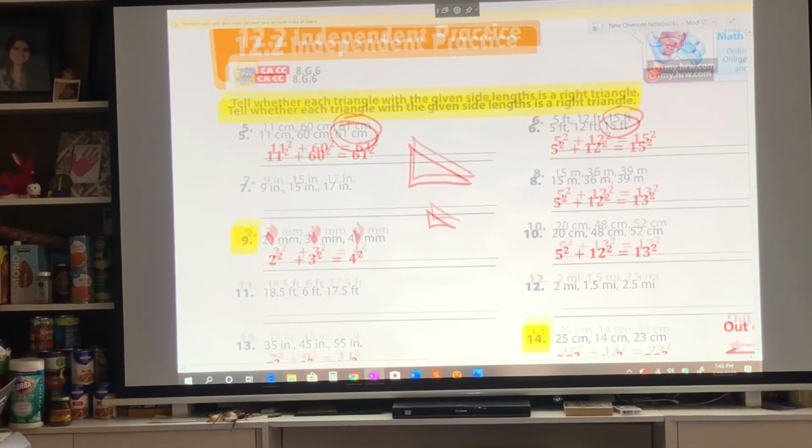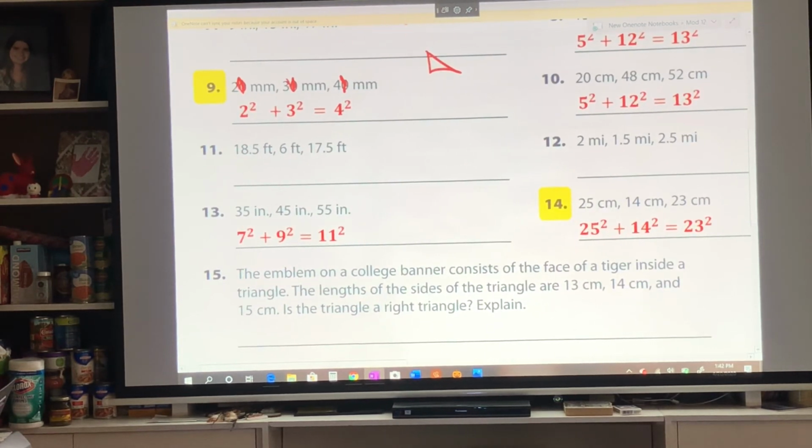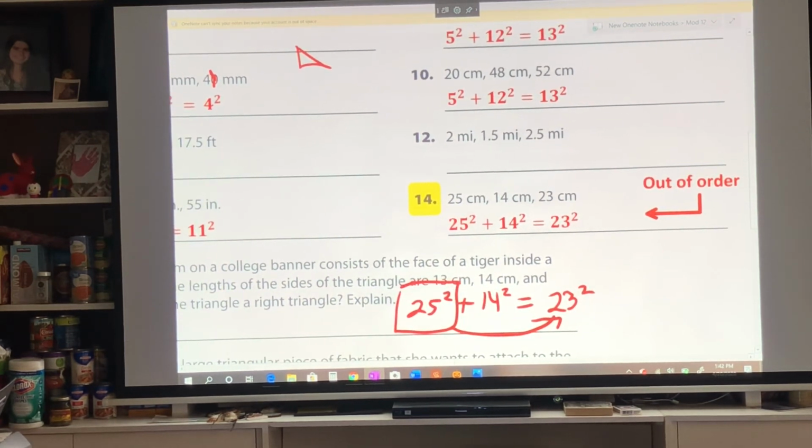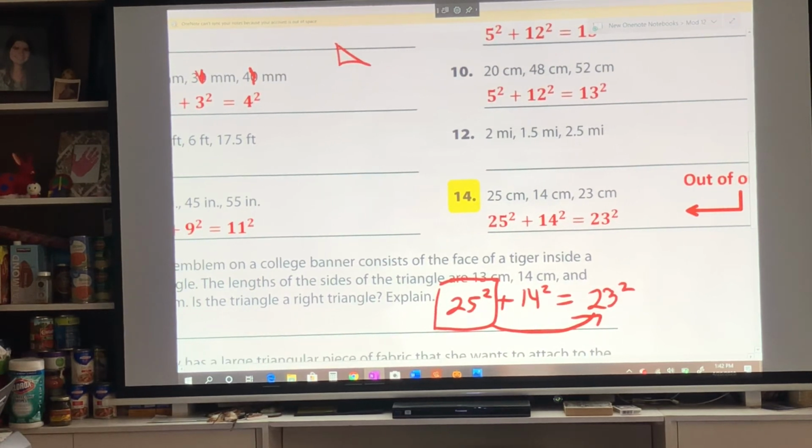When you get to number 14, here's what I was telling you to watch out for. See what they did? They put 25. Most people would just keep going and go, all right, 25 squared plus 14 squared equals 23 squared. But the longest side is the hypotenuse in a right triangle, and see how the longest side is over here, and it should be over here. So I put it out of order. It's not going to work. Make any sense? I hope.